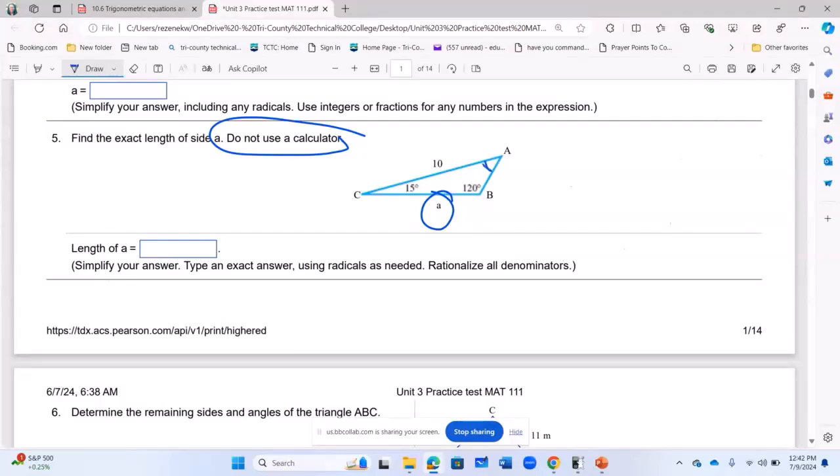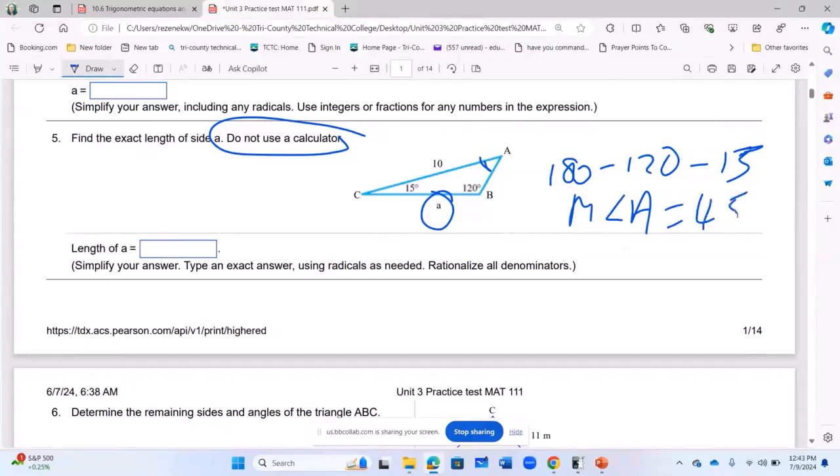So the first thing I want to do is find the angle, because I'm looking for the side a, I have to know the angle A. So that angle, if I add up, I have 180 minus 120, that's 60. And then I have 180 minus 135, and 180 minus 135 is 45. So the measure of angle A is 45 degrees.